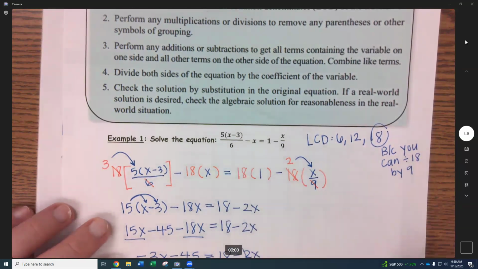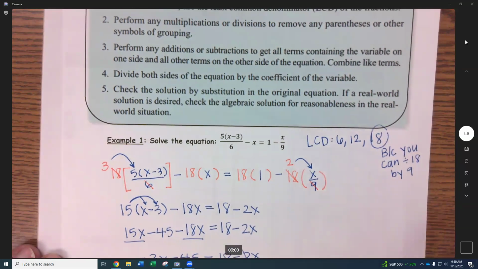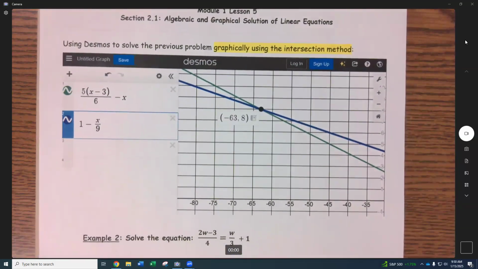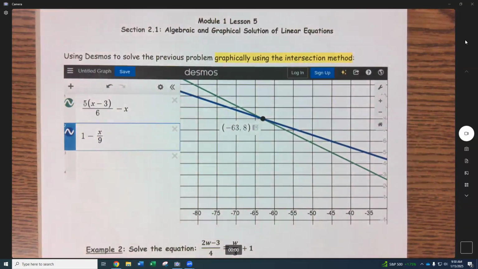But we can also solve any type of equation graphically, and so that's what I want to cover in this video. We're going to use Desmos to solve the previous problem graphically using what is called the intersection method. And so here I just simply have a screenshot of how you would do this in Desmos. And then we're going to try using this in example 2.